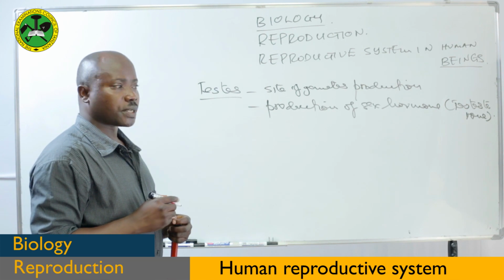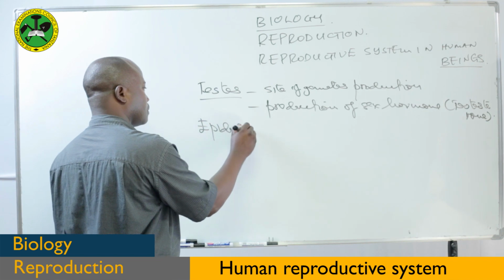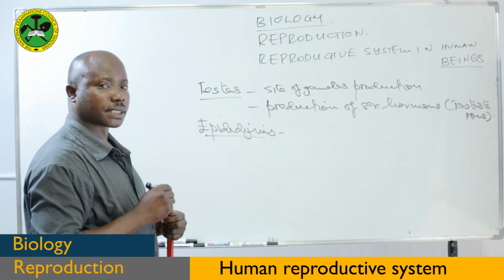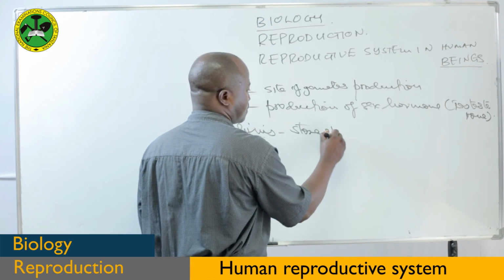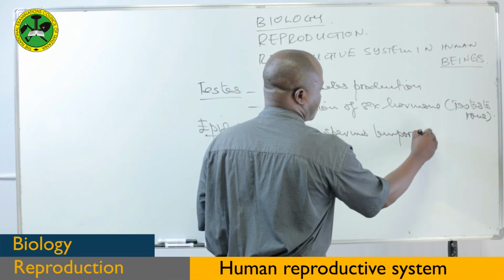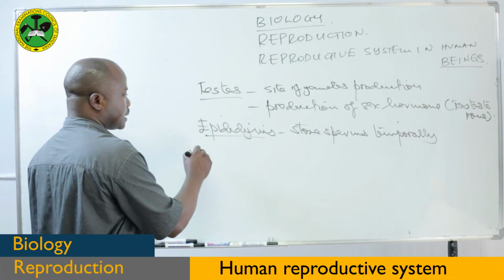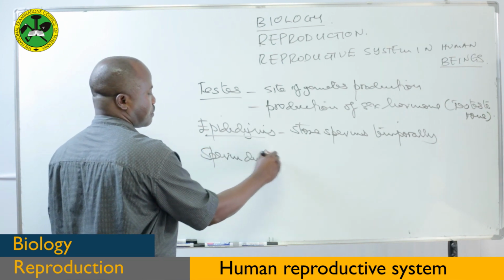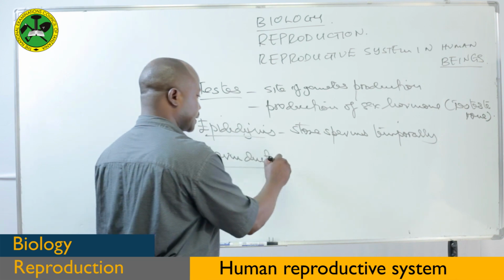Another inner part of the male reproductive system is the epididymis. The epididymis stores sperms temporarily. Another inner part of the male reproductive system is the sperm duct, whose function is transportation of the male gametes.